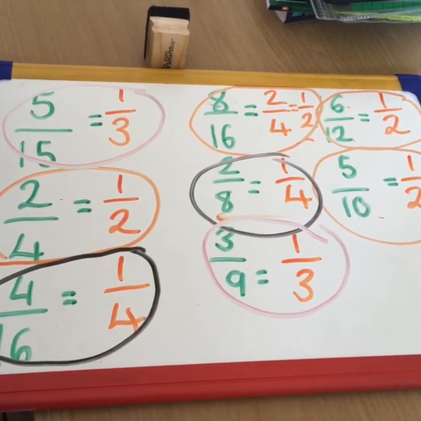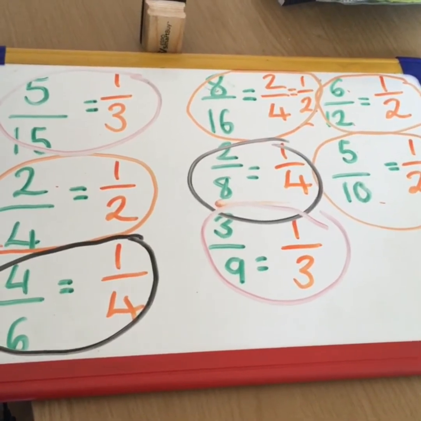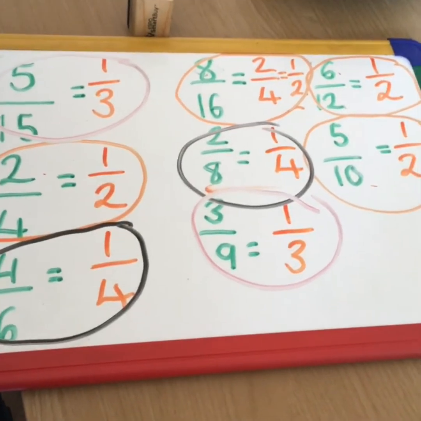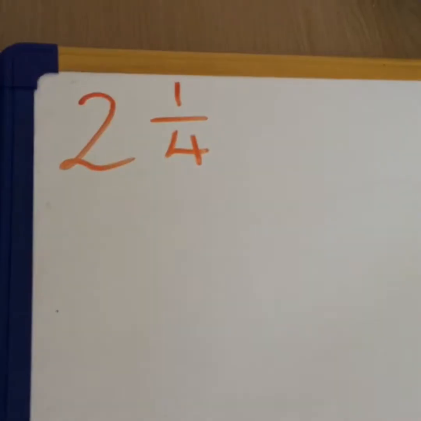So when a fraction is equivalent to 1/2, the numerator is 1/2 the denominator. When a fraction is equivalent to 1/3, the numerator is 1/3 of the denominator. And when the fraction is equivalent to 1/4, the numerator is 1/4 of the denominator.